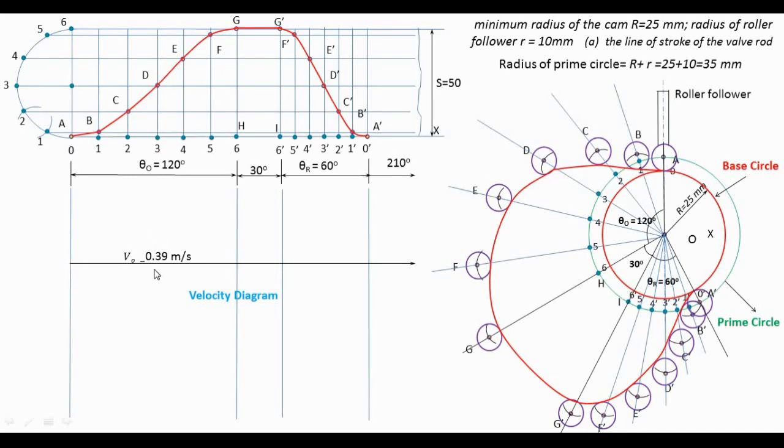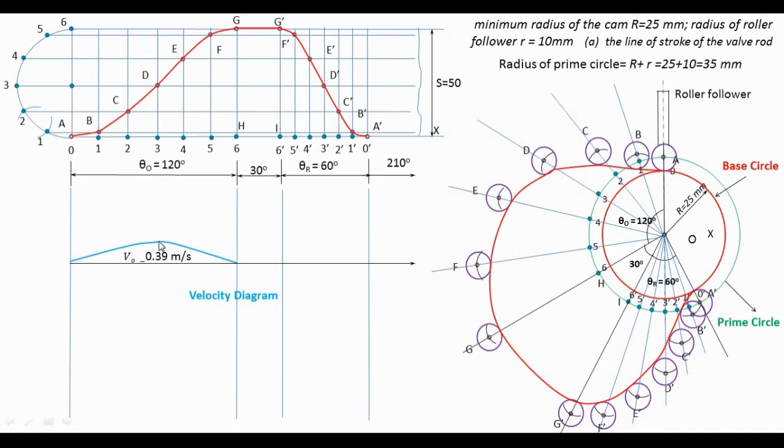We have already calculated VO as 0.39 meter per second. You need to convert this into some mm; you can take any scale. I have not mentioned any scale here, or you can draw a half circle of a convenient radius. I have drawn a peak here. The height of the peak represents the velocity during outstroke.